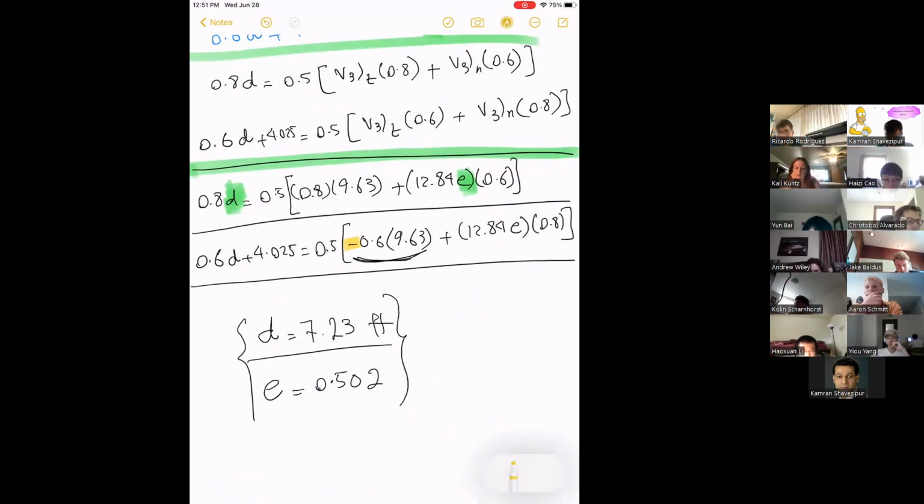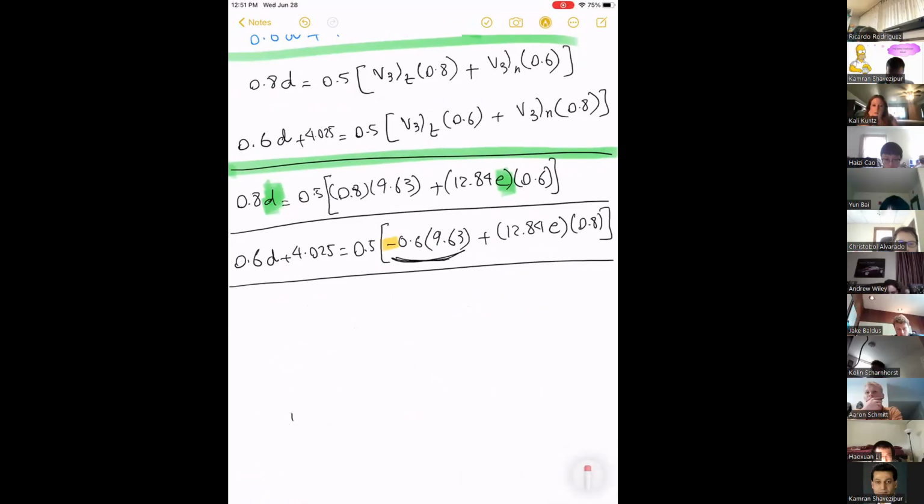So let's erase this for now. And I'm going to rewrite the equations, simplify them. So you have 0.8D for equation 1. And then you have 9.63 times 0.8 times 0.5. So this is going to be 3852. Then 12.84 times 6 times 0.5.